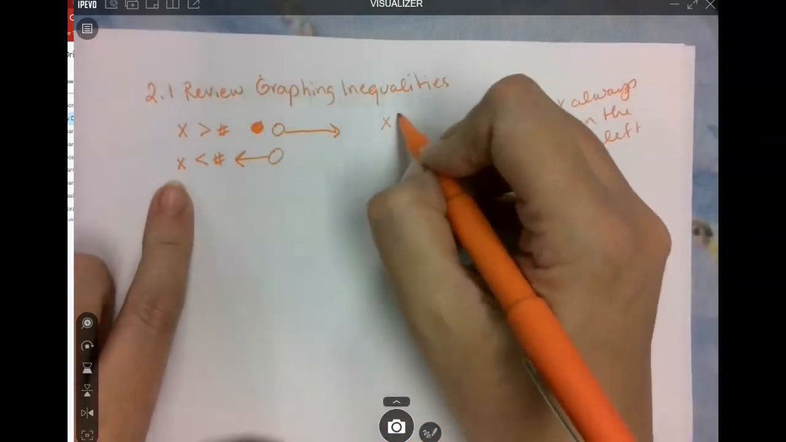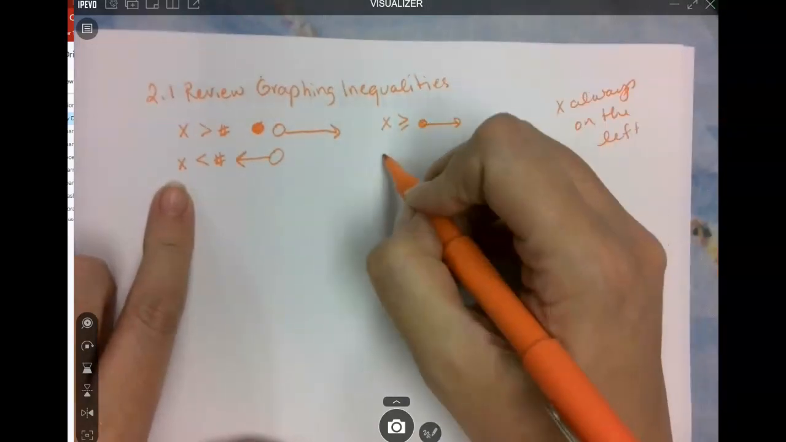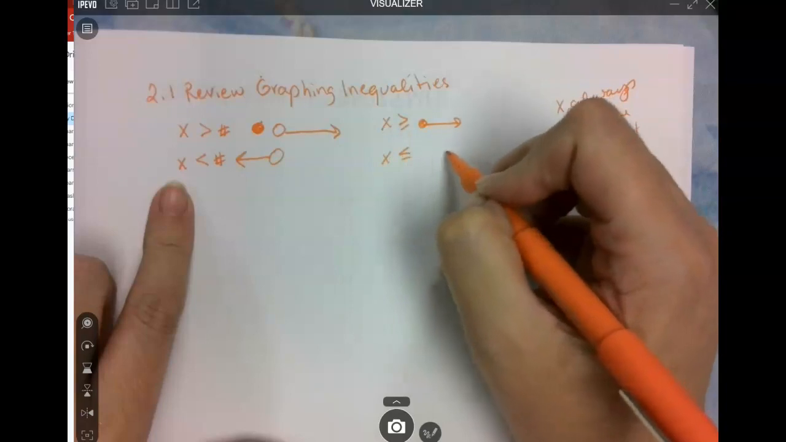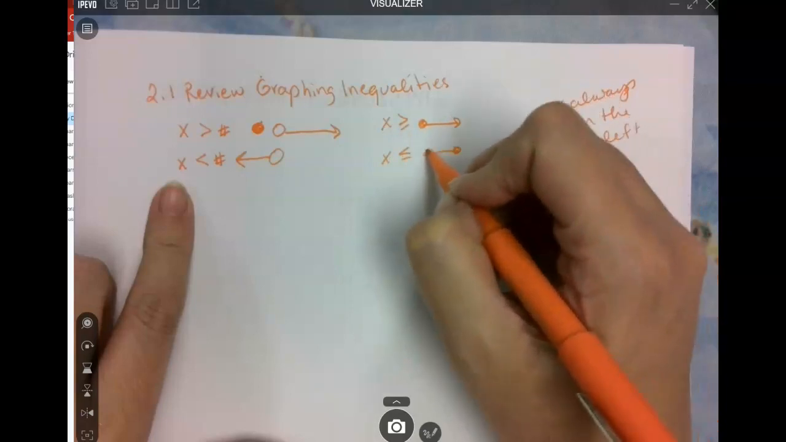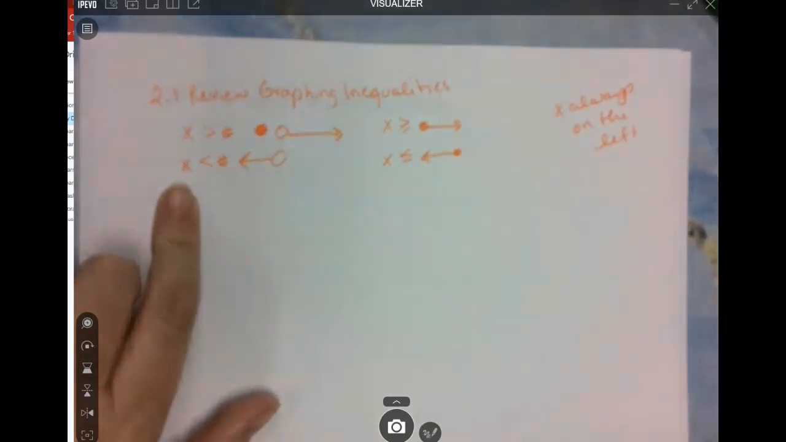If I have x is greater than or equal to, it would be a colored in circle going to the right. If I have x is less than or equal to, it would be a colored in circle going to the left. So keep these at the top of your notes for when we start on this next part.